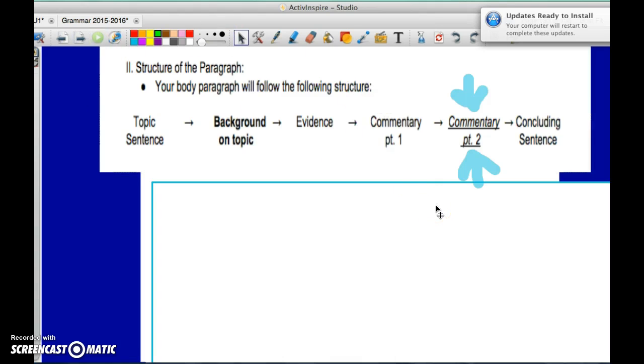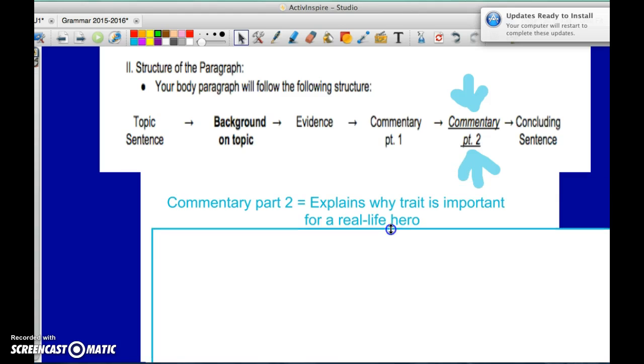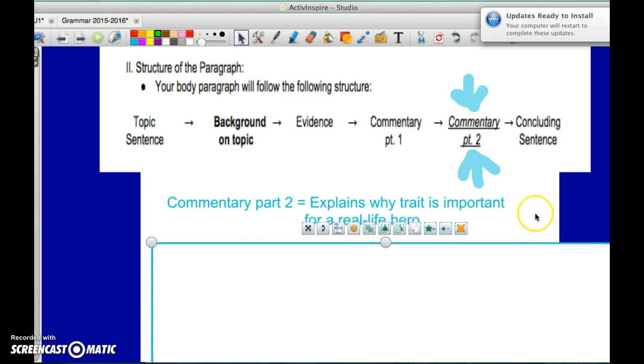Next, so brand new is commentary part 2. And I want you to think back to when you did the illustrations for the captions for visualizing the Great Depression in the 1930s. We had 2 parts of commentary, and this is very similar. So the purpose of commentary part 2 is to explain why the trait is important to a real-life hero.